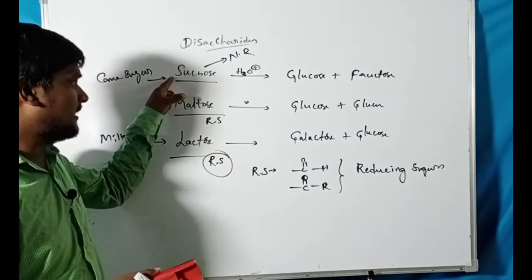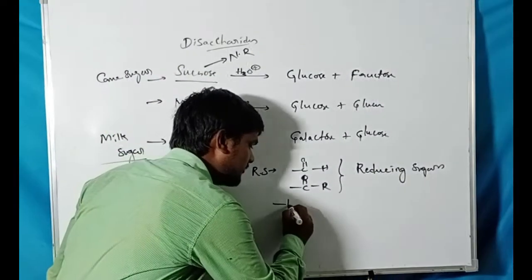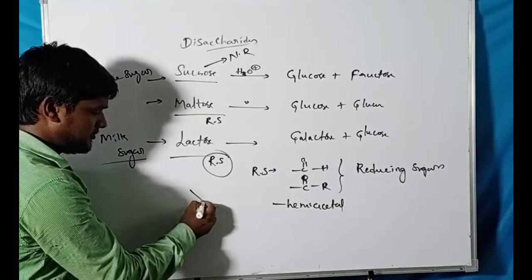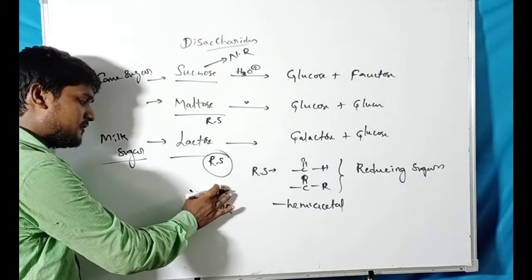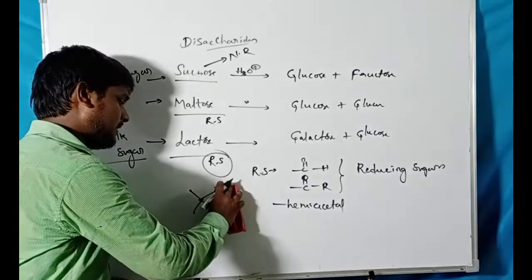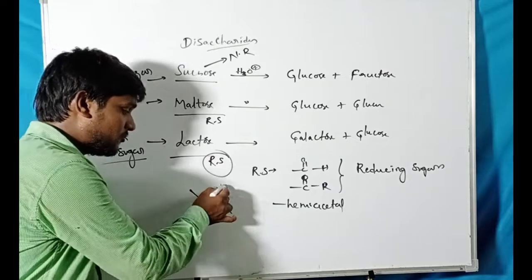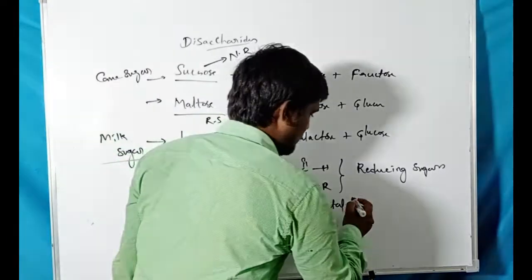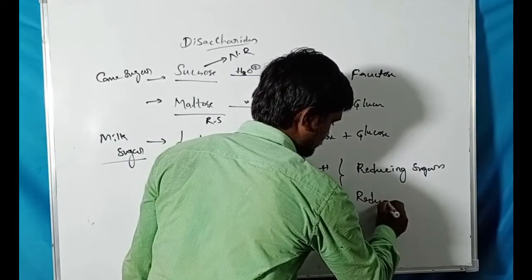In the case of these disaccharides, a free hemiacetal functional group is there. Hemiacetal, so we know that the OH and OR together make a hemiacetal. If this is also an alkoxy group, then it is called an acetal group. If a free OH in the hemiacetal group is present, then those are called reducing sugars.